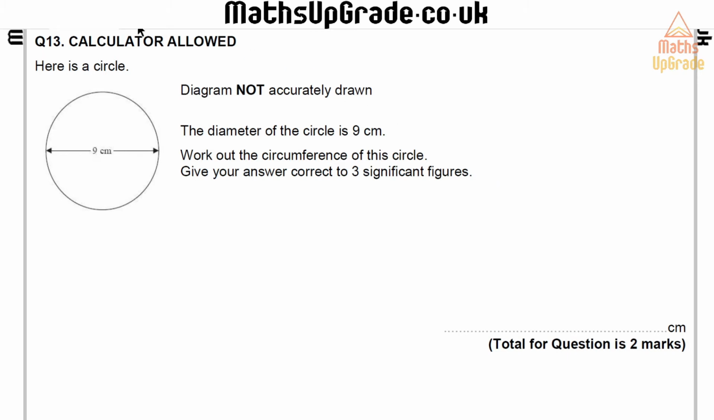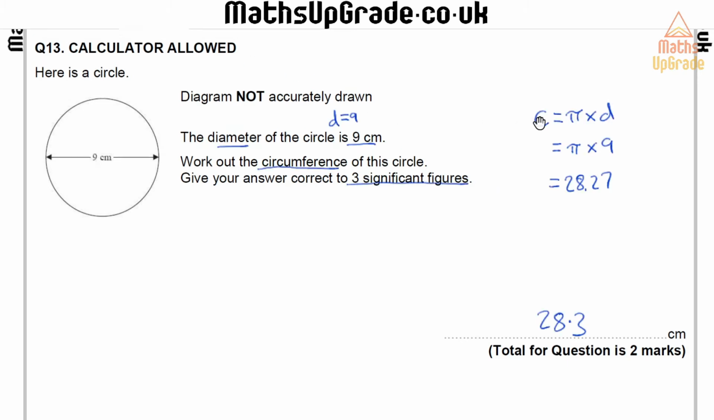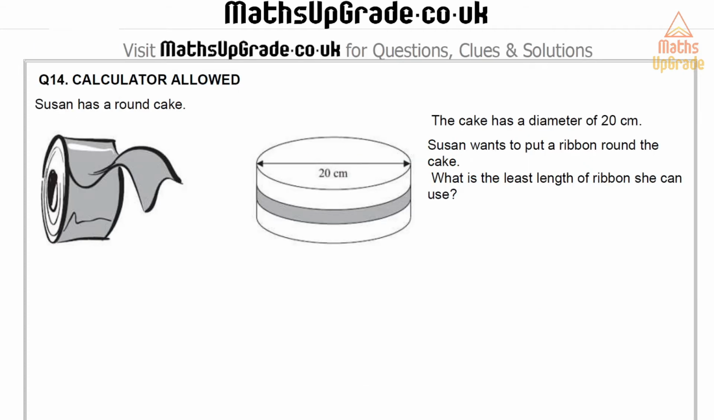So quite simply, I'm going to use this formula. Circumference is pi times diameter. C equals pi d. So that'll give me pi times 9, which is 28.27. When I round that number to 3 significant figures, I'll get 28.3 centimeters. Let's just check. This is centimeters, that's centimeters, so that's fine. 2 marks.